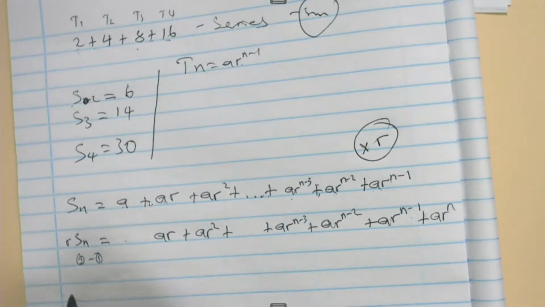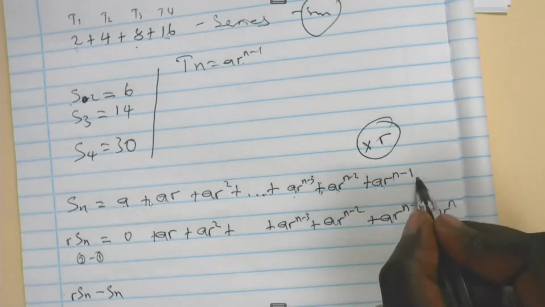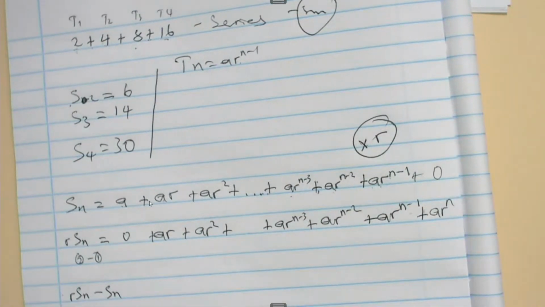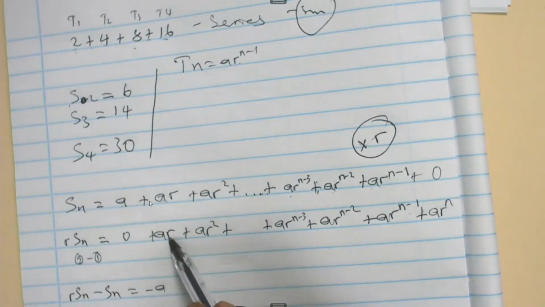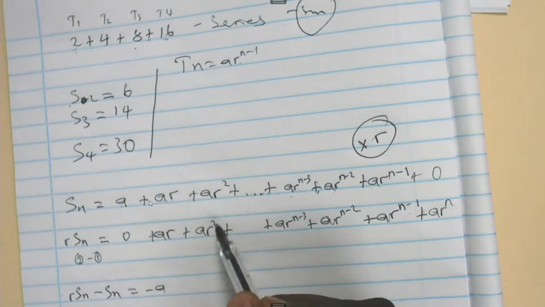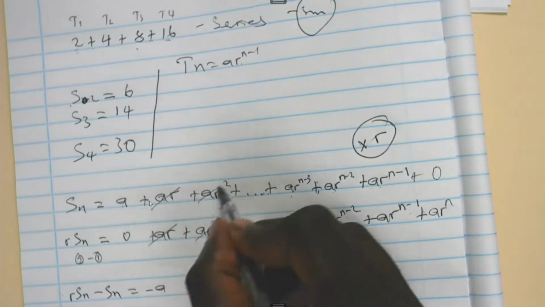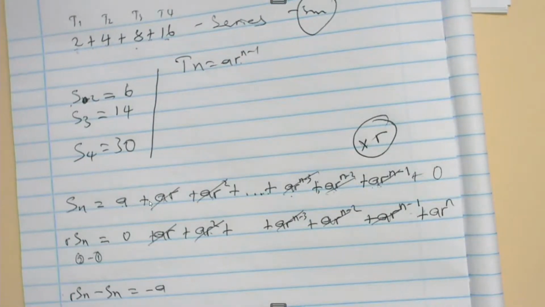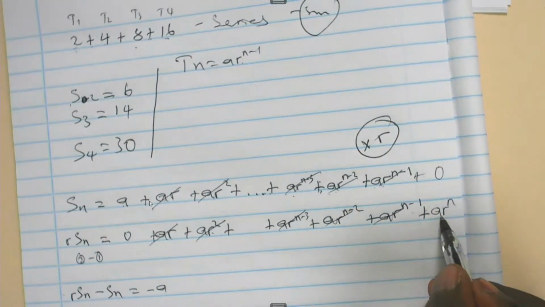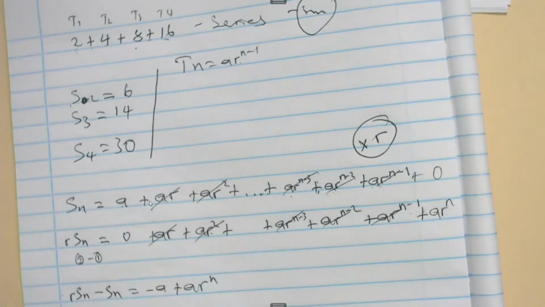Subtract them, we have rSn minus Sn. Because there is no term here, I am allowed to put 0. Because there is no term there, I can also put 0 there. Now, 0 minus a would give us negative a. ar minus ar cancels out. ar squared minus ar squared cancels out, meaning that all these other terms would cancel out because they are similar. We would only be left with ar to the power of n. Then this is plus ar to the power of n.